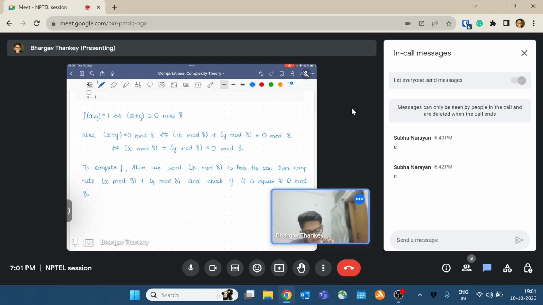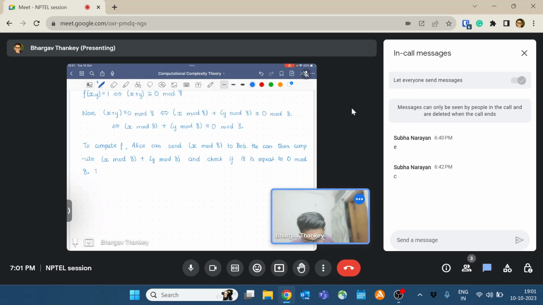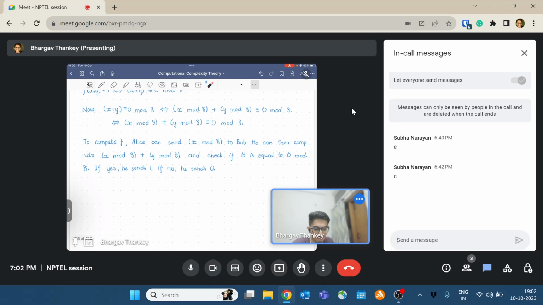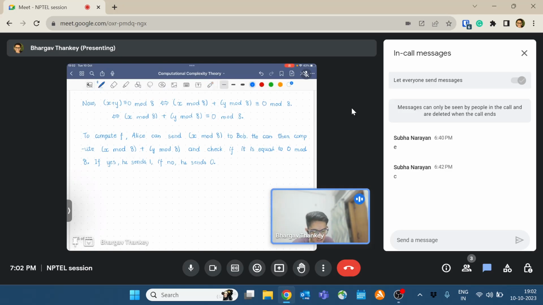If yes, he sends 1. If no, he sends 0. If the sum is 0 mod 8, the value of the function is supposed to be 1, so now both Alice and Bob know it. Similarly, otherwise the value of the function is supposed to be 0, so again both Alice and Bob know it. So this protocol clearly correctly computes f. Now we need to figure out the communication complexity.